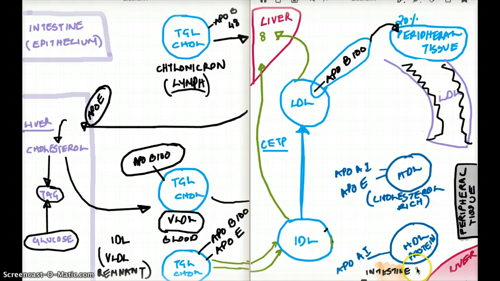Now let's talk about HDL for a second. For the sake of convenience, I drew another liver here because I didn't want to draw an arrow all the way down here.